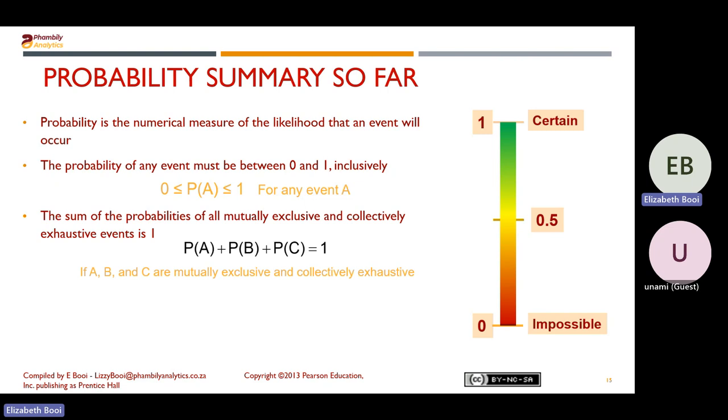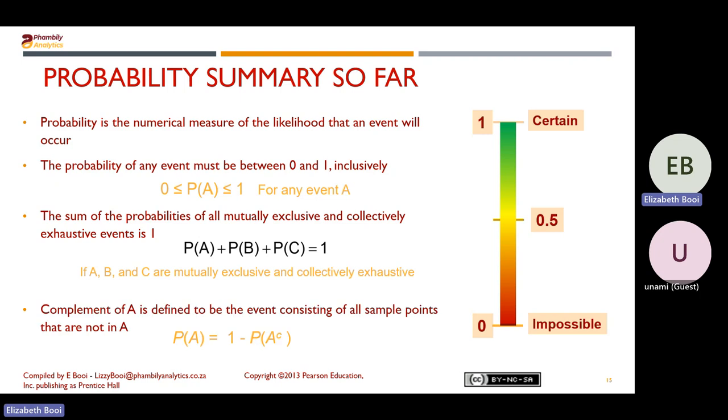You also need to remember that the sum of all probabilities should always be equal to 1. If and only if A and B are mutually exclusive and collectively exhaustive, then the sum of them would always be equal to 1.